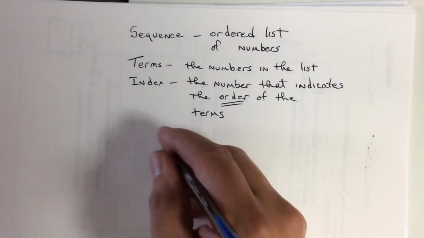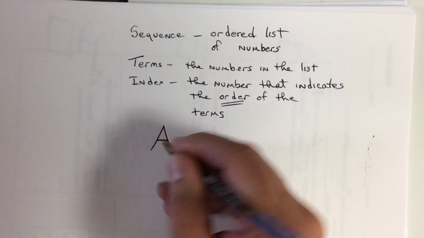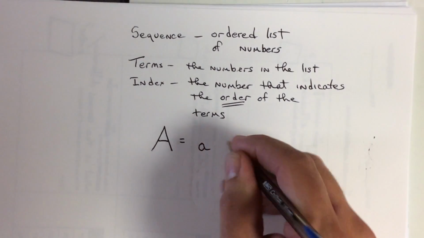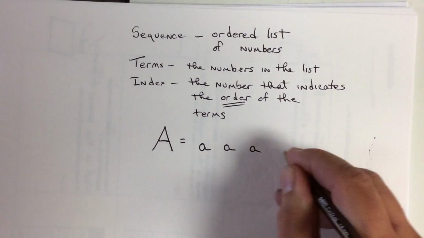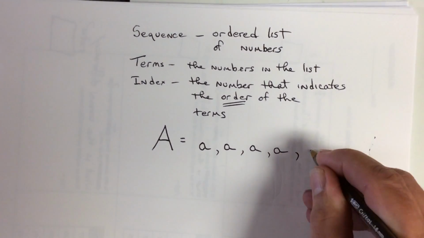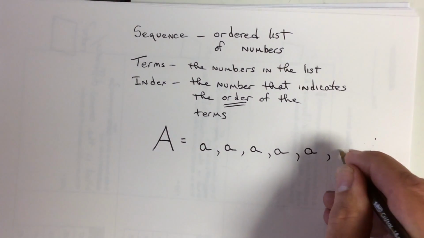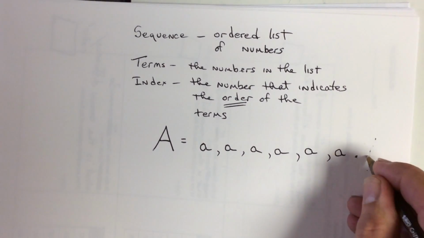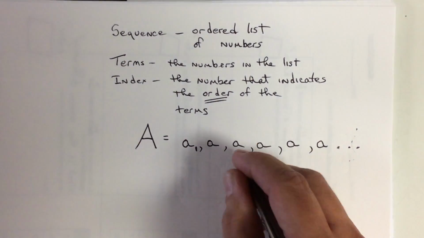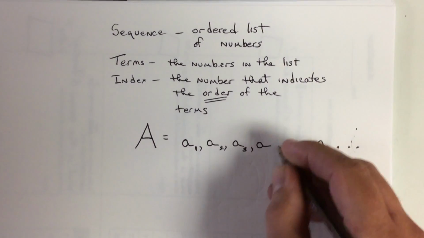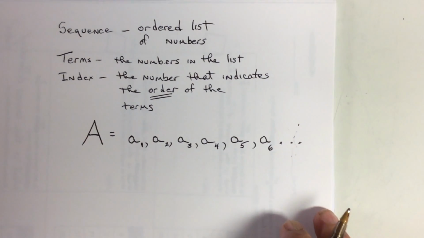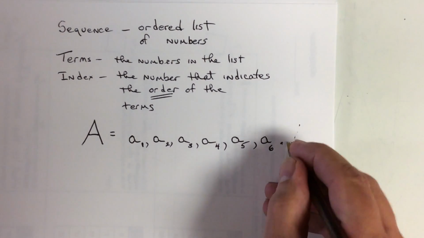If we're talking about a whole sequence, we usually talk about it with a capital letter. But if we're talking about the individual terms, we usually list each one with a small letter and a comma. So here's your list of terms. Now, all of these a's are not the same, and it matters what order they come in. So we put the index number here: 1, 2, 3, 4, 5, 6, and then as many as you want.